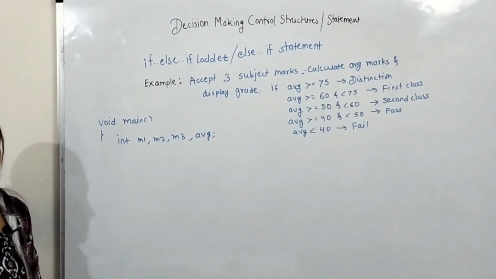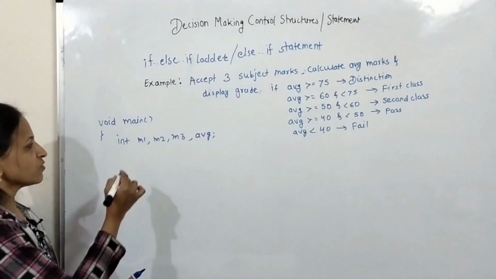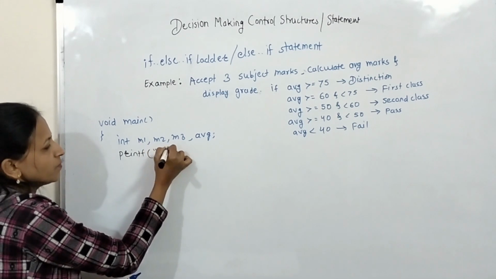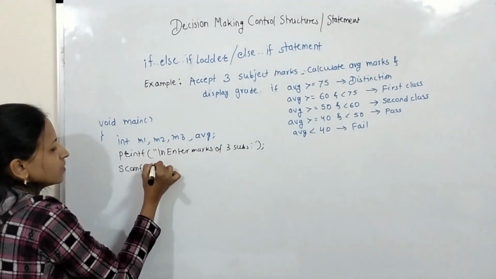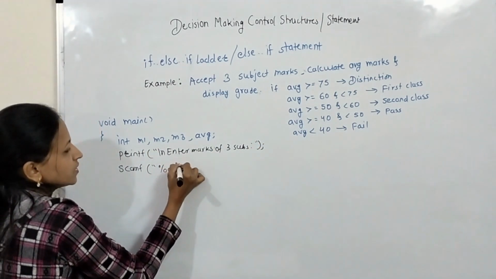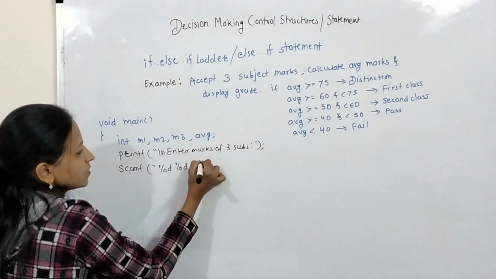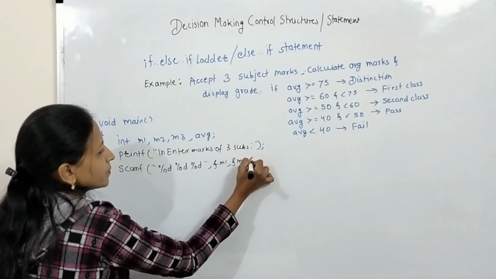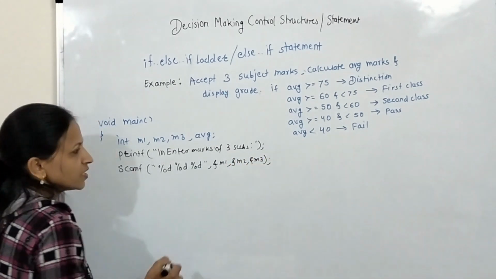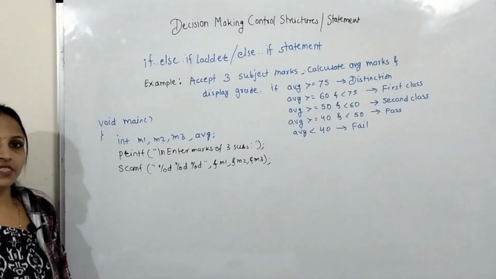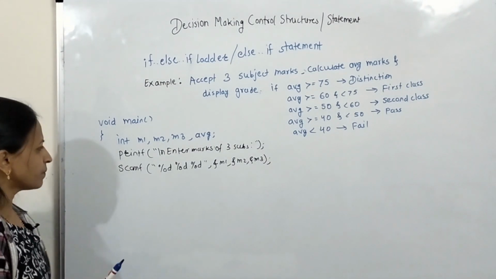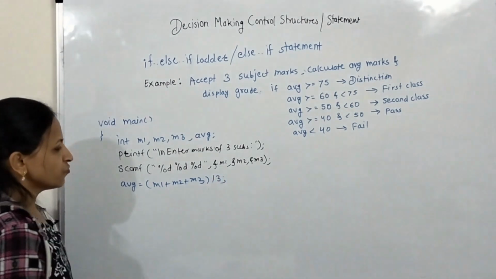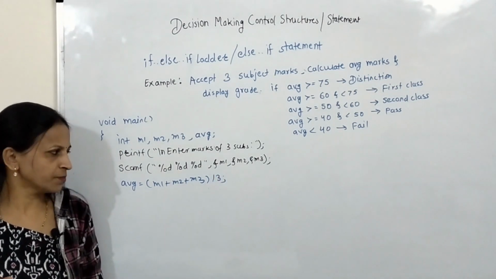Now just accept 3 subject marks first from the user. For that we have to give a message to the user, like printf enter marks, then scanf with %d, %d, %d, ampersand m1, ampersand m2, ampersand m3. In this way we have accepted the marks of 3 subjects. Now how to calculate the average? Just simple: average is equals to, and this is the formula to calculate average. This is just a simple program.